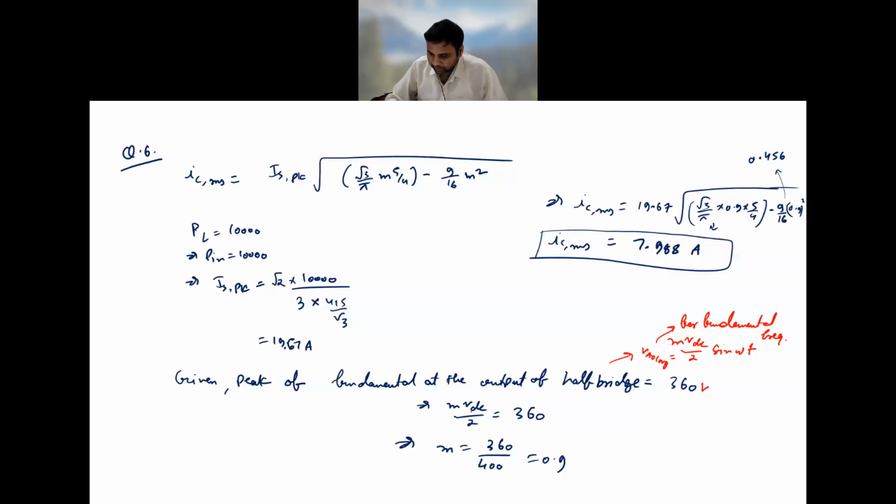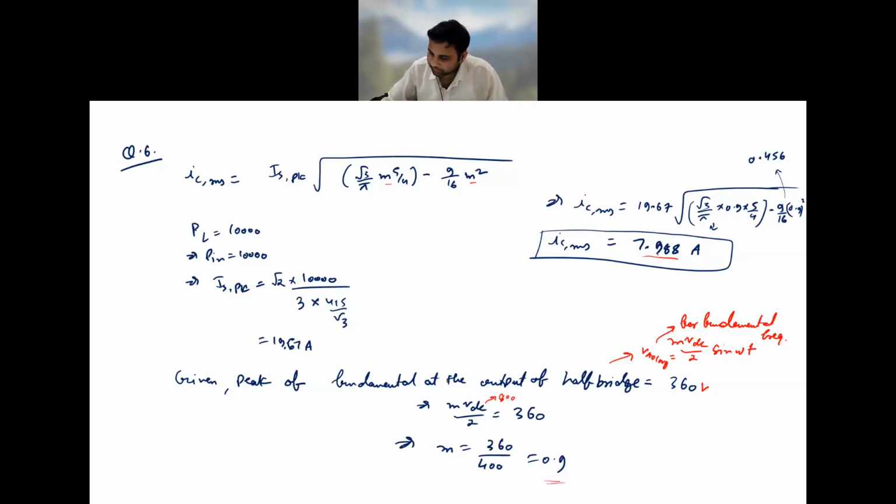And this 360 volt, you put it as m VDC by 2. VDC we know it is 800 volt is given. So m value will be 360 by 400, which is 0.9. And this 0.9, you put it in this value, you will get the value to be equal to 7.988 ampere. However, in the answer we have given the range 8.5 to 9, so we will increase that range such that this will accommodate within that range.